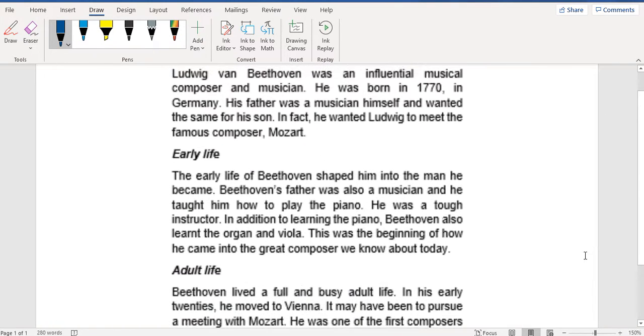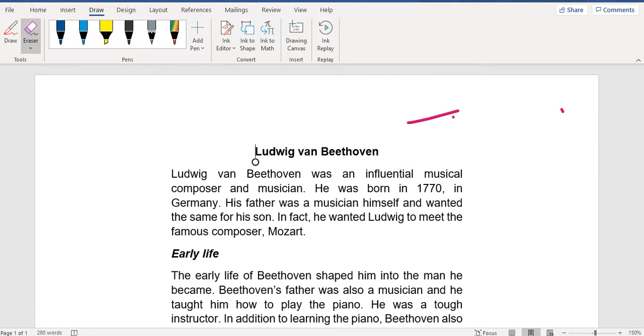So I've just got rid of those now, so we can have a look at things a little bit clearer and a little bit more in depth. This very first paragraph here is going to be our introduction. So I'll write intro just there. It's very broad. It's got some information, but it's not very specific. So we've got: Ludwig van Beethoven was an influential musical composer and musician. He was born in 1770 in Germany. His father was a musician himself and wanted the same for his son. In fact, he wanted Ludwig to meet the famous composer Mozart.